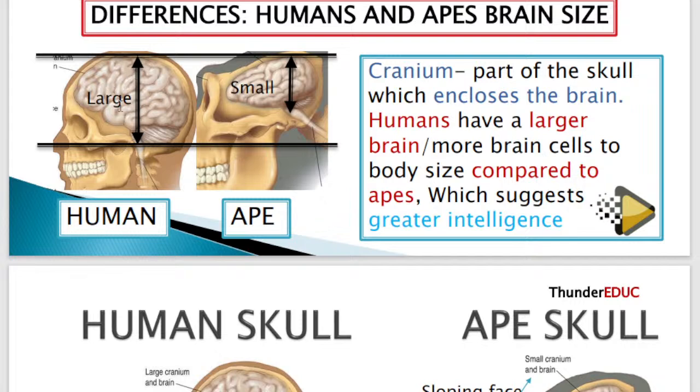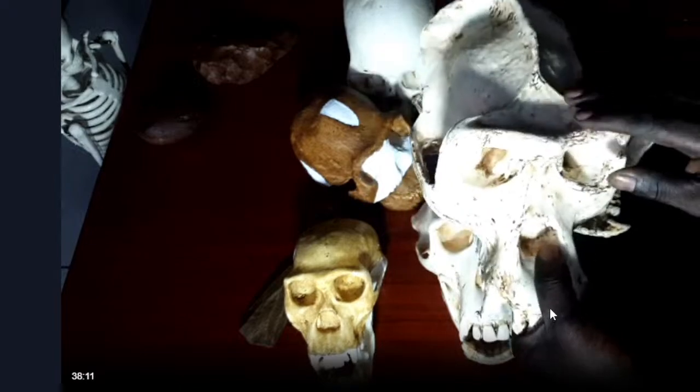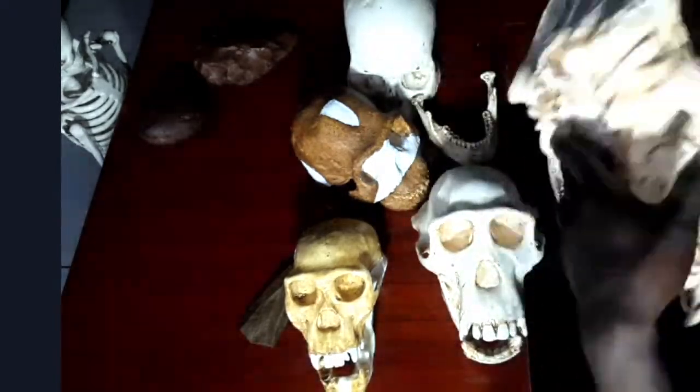The cranium of a human is big compared to the cranium of a gorilla. Yes, it is big. Don't forget that there is a difference between a cranium and a skull. If you look at this, here we are talking about, when we talk about cranium, we are not talking about all of it, no.